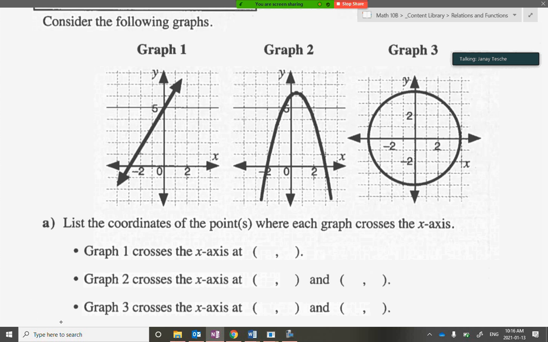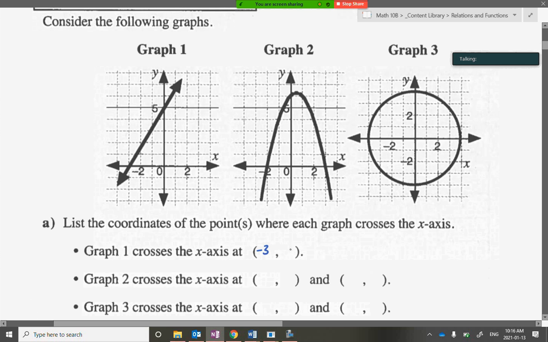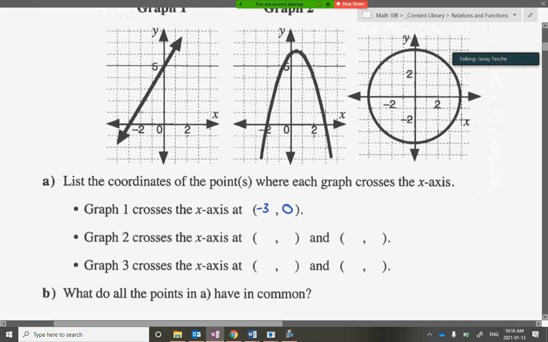Go ahead, Charlotte. Good. Graph 2, it crosses our x-axis in 2 spots. What is one of those spots? What are one of the coordinates? Go ahead, Krista. Good, -2 and 0. And the other coordinate is? Go ahead. 3 and 0. Remember, this shape is called a parabola, just so we're using our correct terminology.